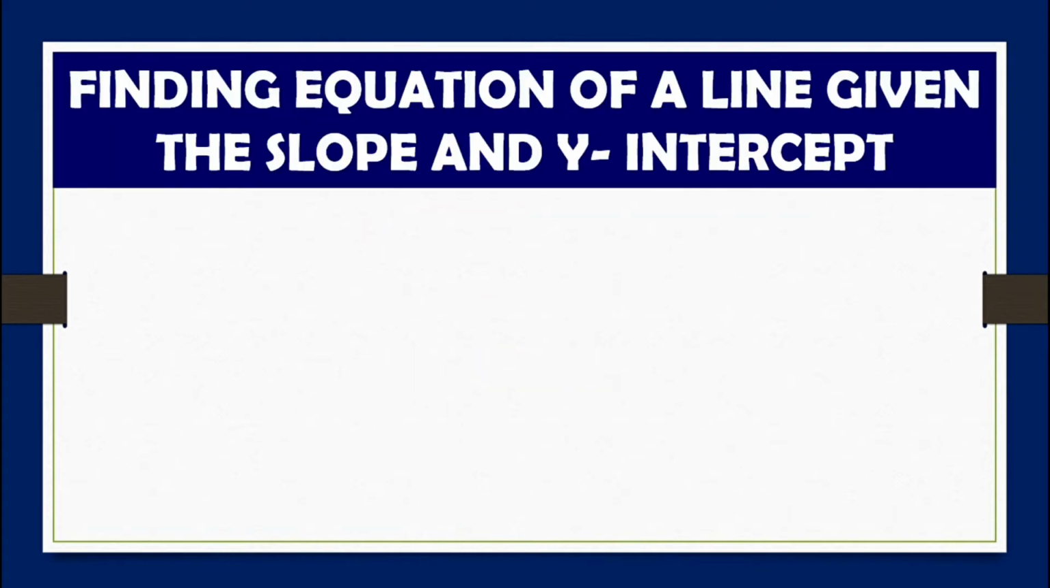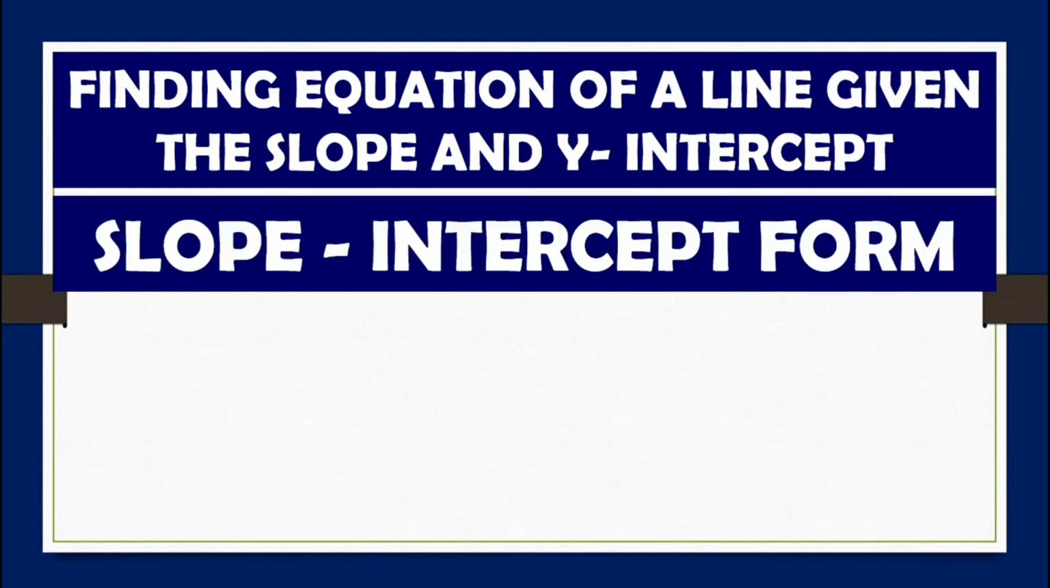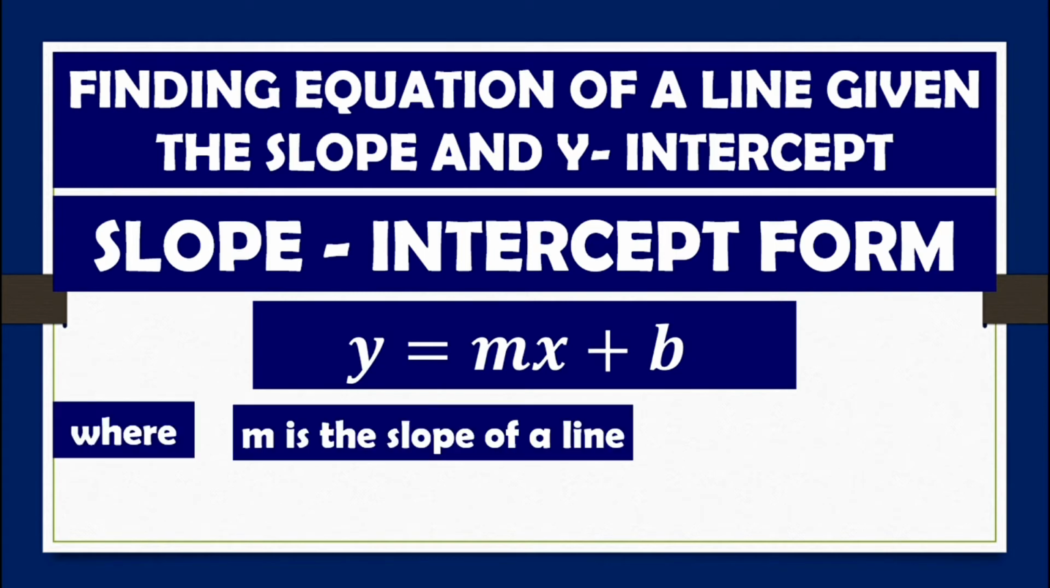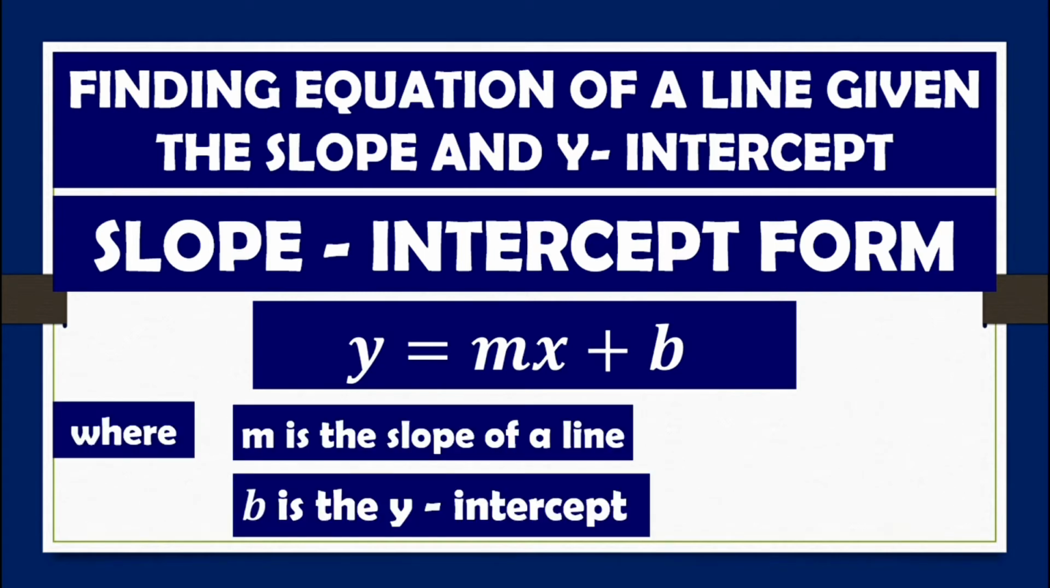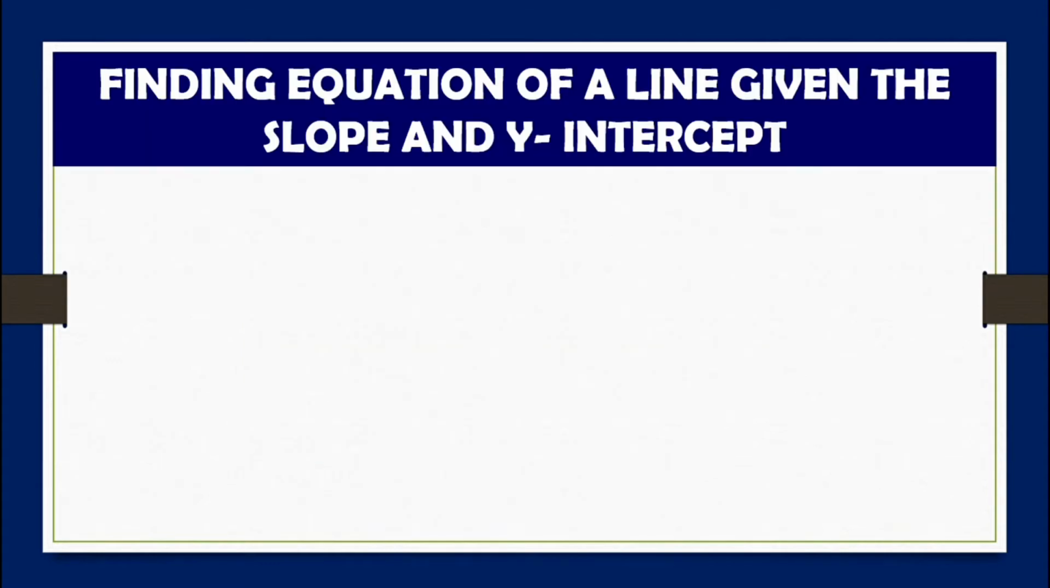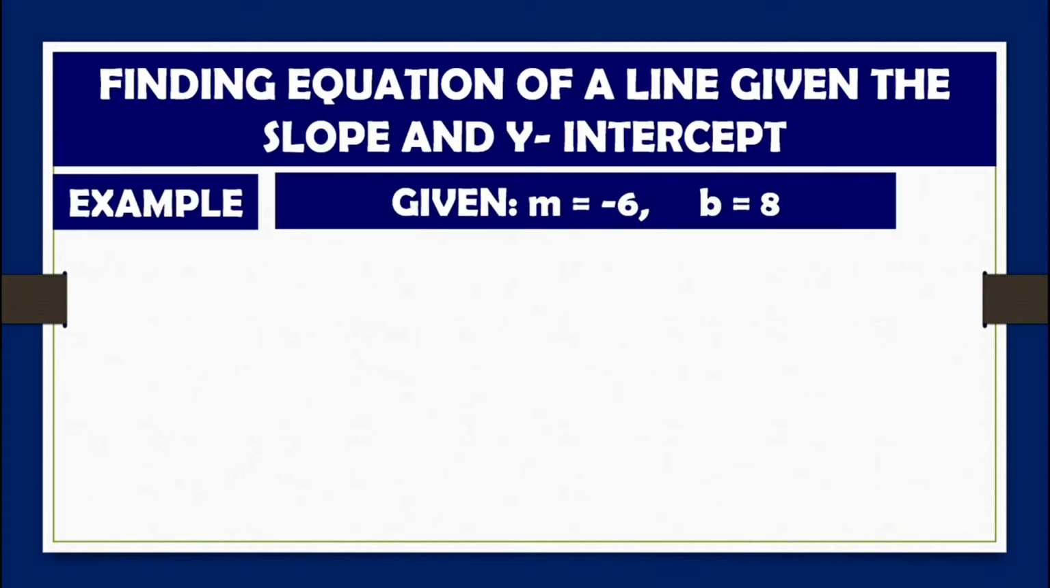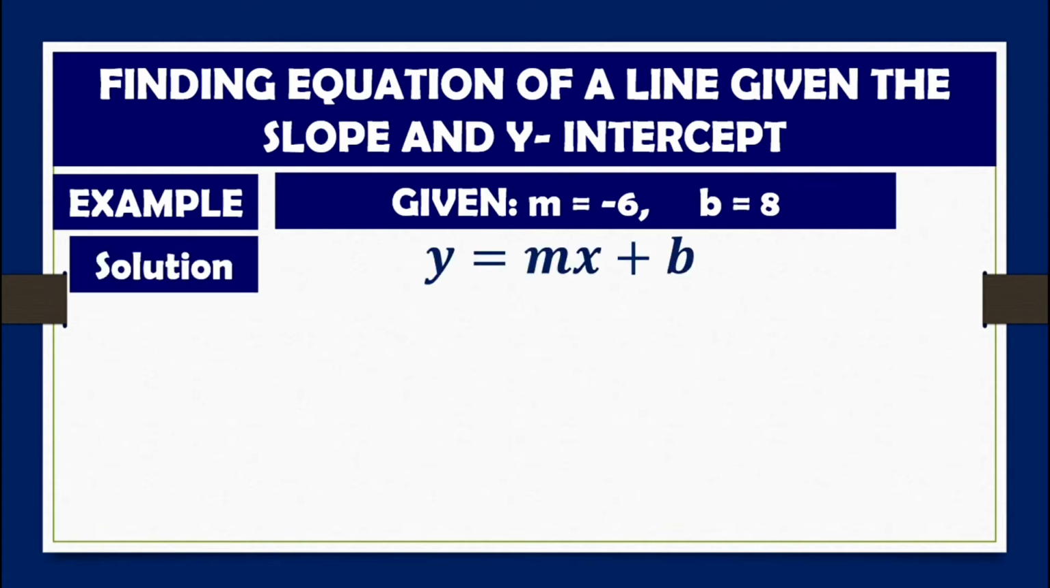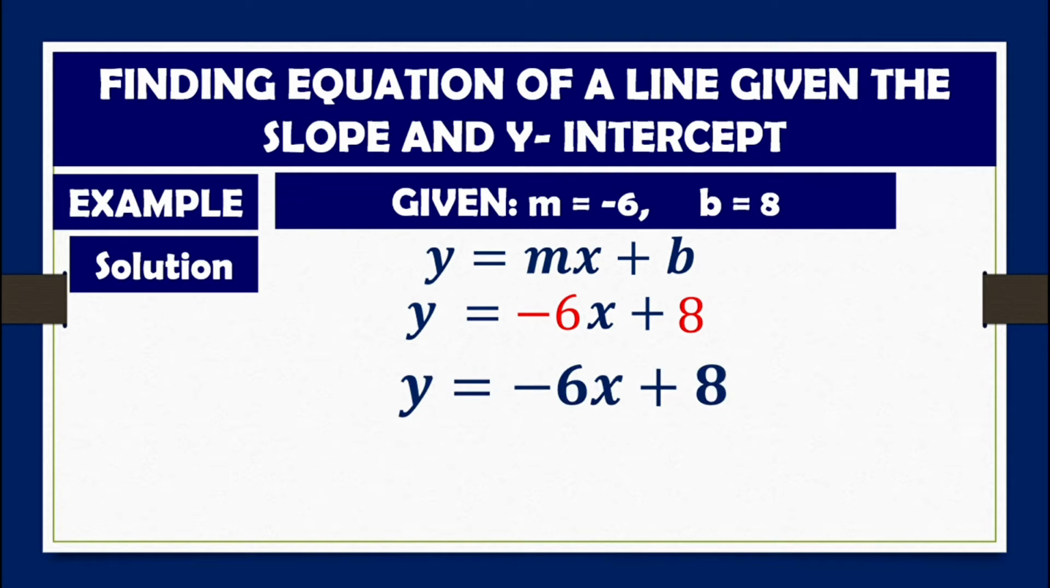Let us also find the equation of a line given the slope and y-intercept, also known as the slope-intercept form. y equals mx plus b, where m again is the slope of a line and b is the y-intercept. So let's have our first example. Given slope, which is negative 6, and y-intercept, which is equal to 8, utilizing our equation y equals mx plus b, substitute our slope, which is negative 6, and our y-intercept, which is 8. To write our final answer, that is y equals negative 6x plus 8.